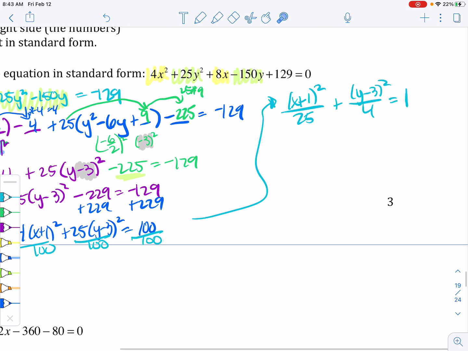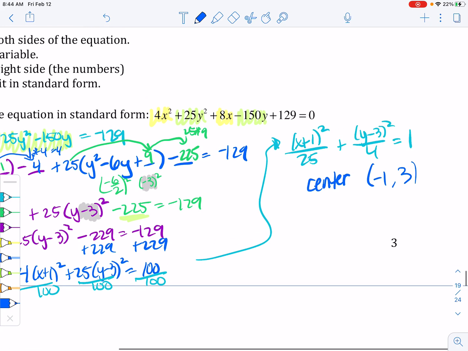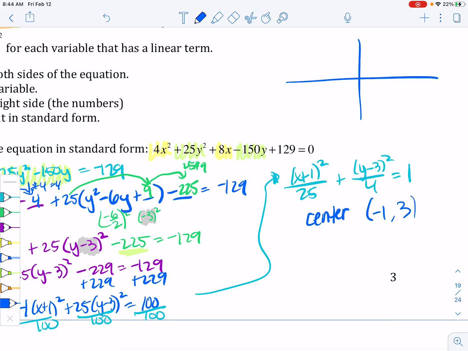So now our center is located at the opposite of inside the parentheses. So negative 1, and the opposite of inside the parentheses, 3. Okay. So I'm going to graph mine up here. I'm just going to create a graph. So we're at negative 1, 3. On the x values, these are bigger, so this is our major axis. So we're going to go left and right by 5, and then we're going to go up and down by 2. Because remember, you take the square root of each of those.